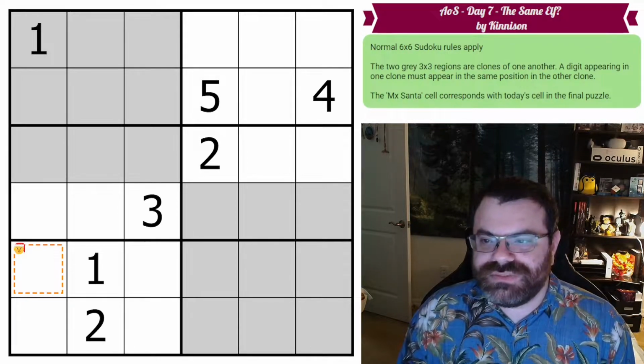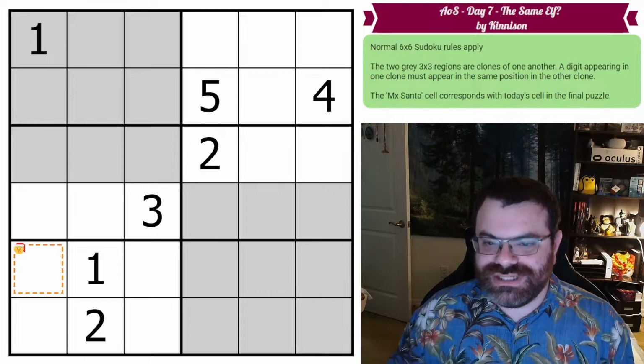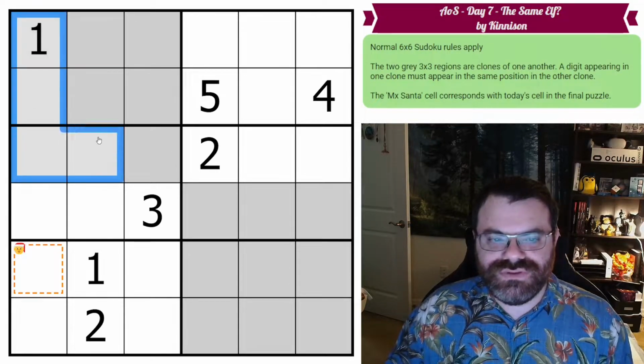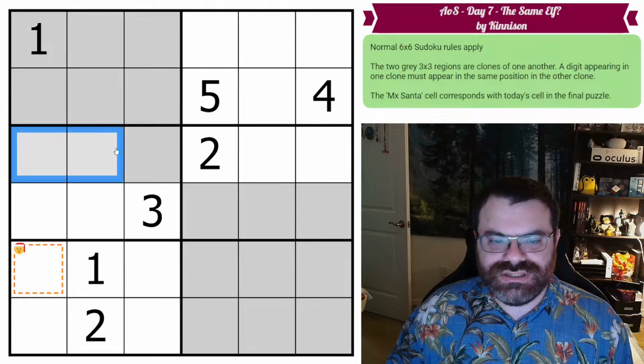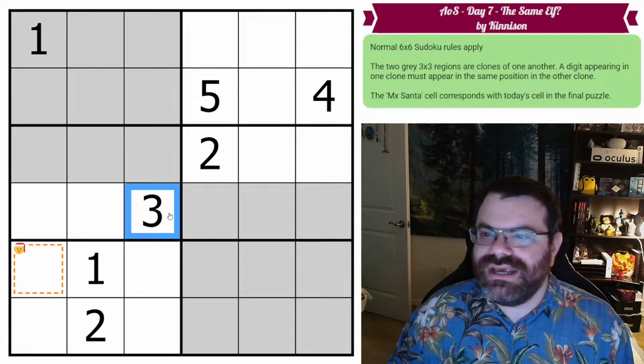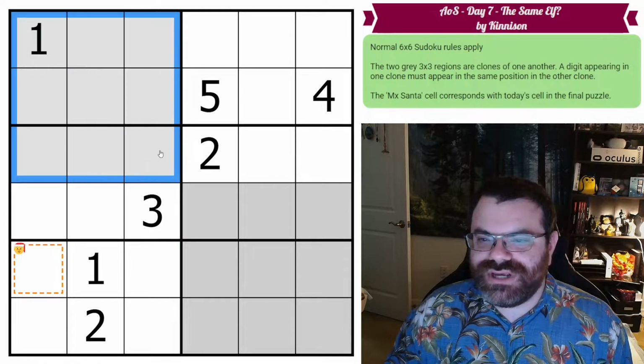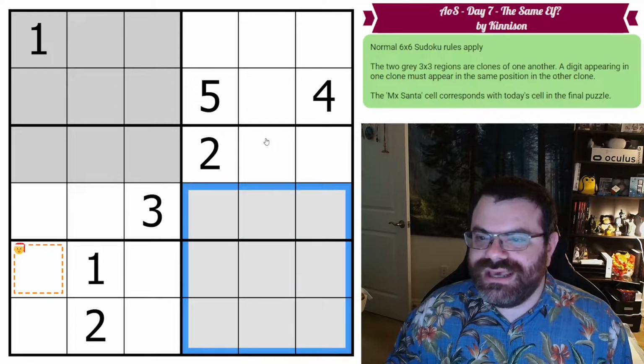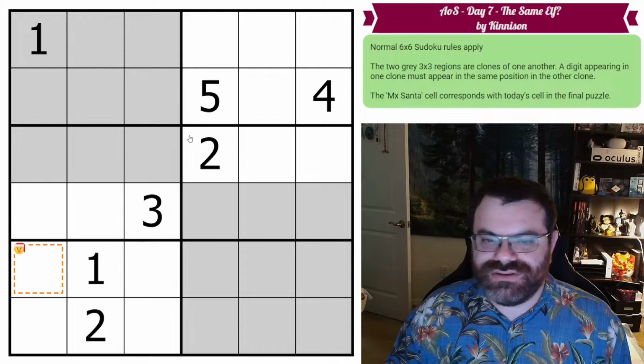And let's go over the special rules. So obviously we have the normal 6x6 rules as usual. Don't be confused by these gray areas. Our boxes are still the same boxes that are outlined in bold. And then we have two 3x3 gray regions. Those are these two. And they are clones of each other. So a digit appearing in one clone must appear in the same position as the other clone.